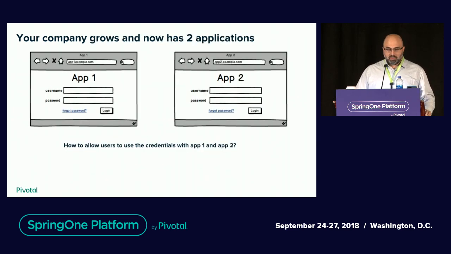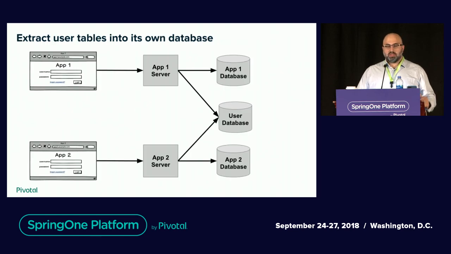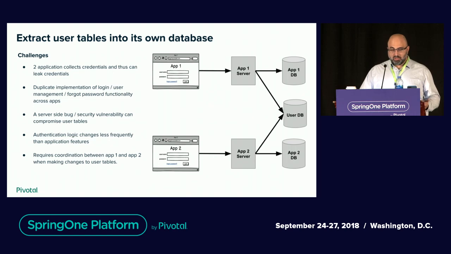So your company grows, now you have two applications. So you're like, aha, what should I do? Should I replicate the functionality with the login form to the other app? Because I don't want everybody to create two sets of accounts. So you're like, great, I know what to do. I'm going to extract my user tables out of my one database, and I'm going to put them in a new database. And this way, both applications can use Spring Security with a user detail service, and you can log into both of them. This kind of works, but there are some challenges with it.